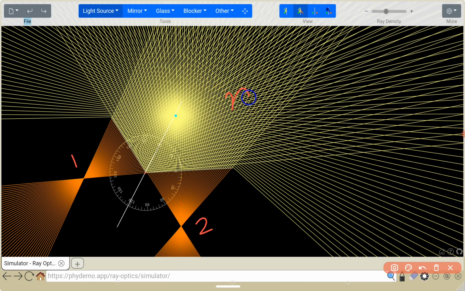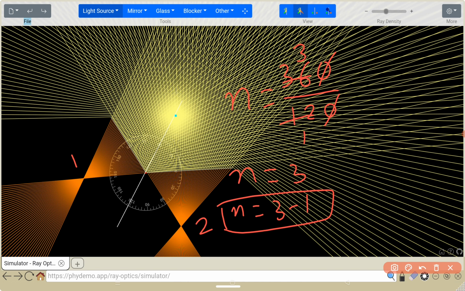So now what is the angle we have taken? 120. So what is the formula? N is equal to 360 divided by 120. 12 ones are 12, 12 threes are 36. So n is equal to 3. Number of images will be n minus 1, that is 3 minus 1. We got 2 images, correct? Understood? This is for what? Symmetrical position.